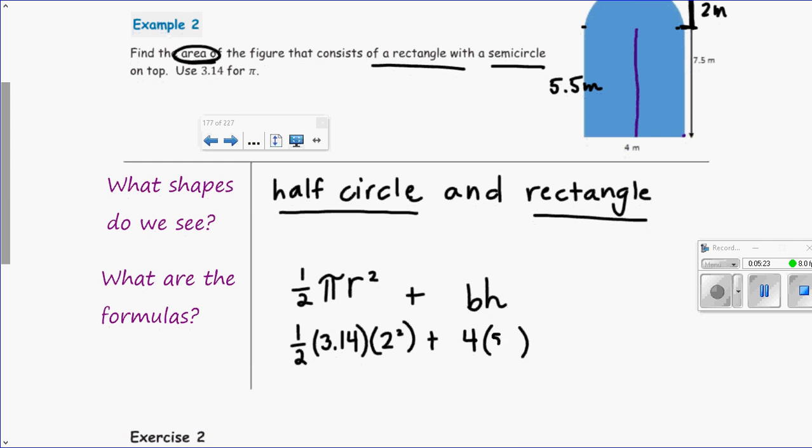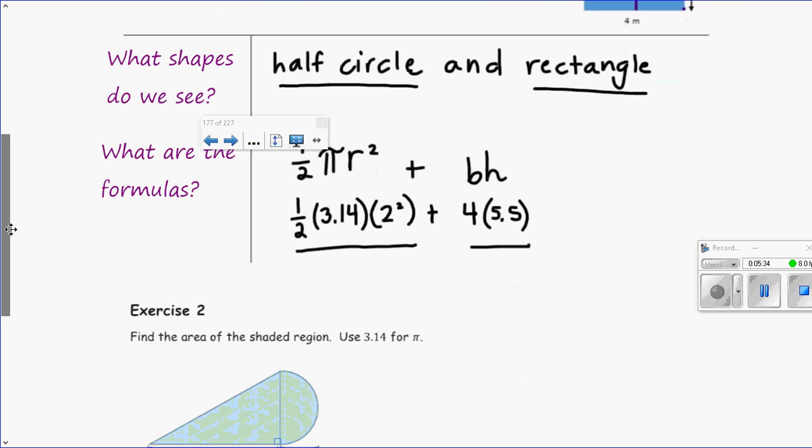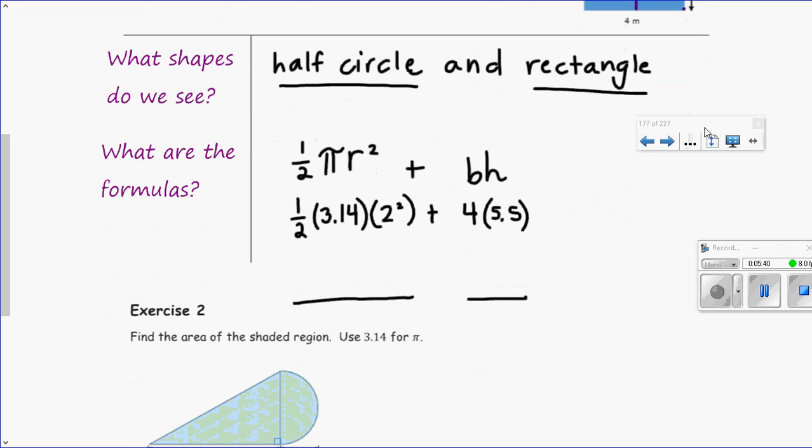But we're going to plug that in as our height. And now all we do is solve. So this should be the easy part. Get this number, and then we're going to add them together. Okay, go ahead, pause it, and calculate what the area of the half circle is, and then the area of the rectangle, and we're going to add those two numbers together.